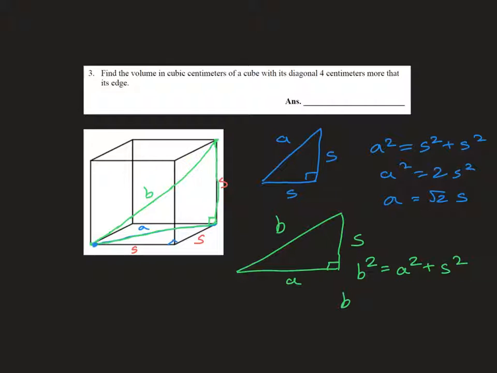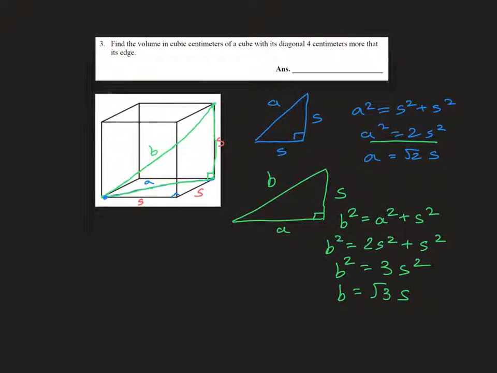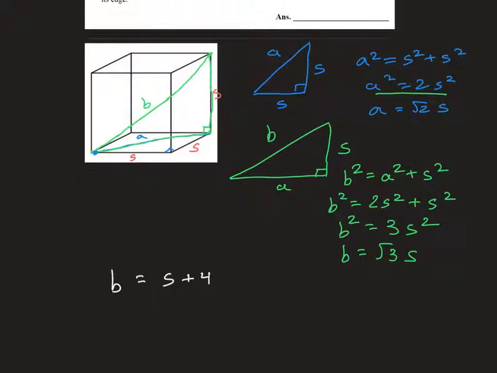And recall that a squared is equal to 2 times s squared, so we just write 2s squared. And that gives us b equals root 3 s. So the problem says that the diagonal is 4 centimeters more than the edge. So that means that b equals s plus 4. And now we know what b is in terms of s, so we can write square root of 3 times s equals s plus 4.